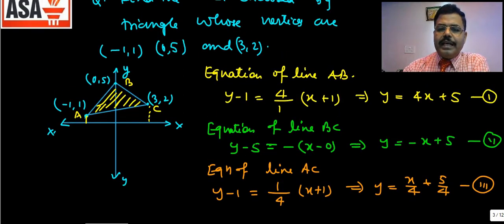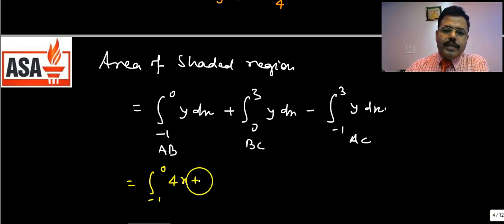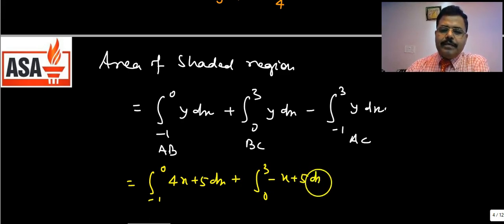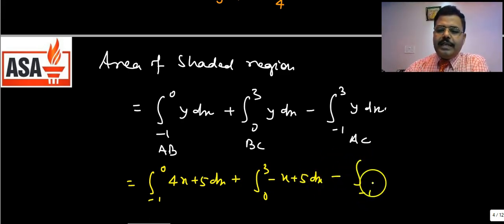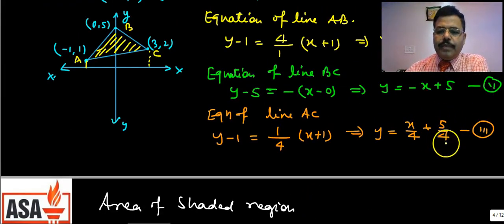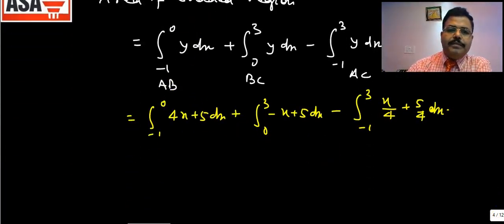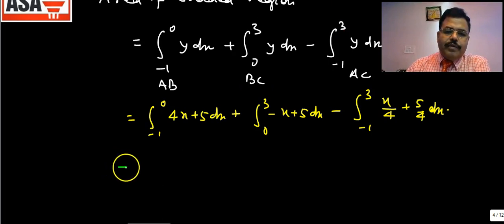So what is the equation of AB? 4x plus 5. That will be the integral from minus 1 to 0 of (4x plus 5) dx plus the integral from 0 to 3 of (minus x plus 5) dx minus the integral from minus 1 to 3 of (x by 4 plus 5 by 4) dx. That was the equation, x by 4 plus 5 by 4. By doing this, your area will come out. So let me calculate this. If you calculate this, then what will happen?